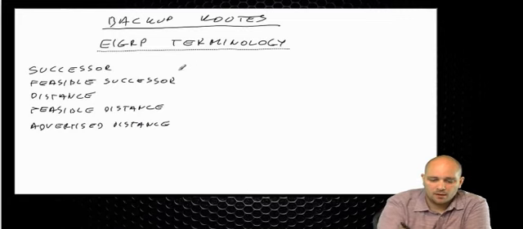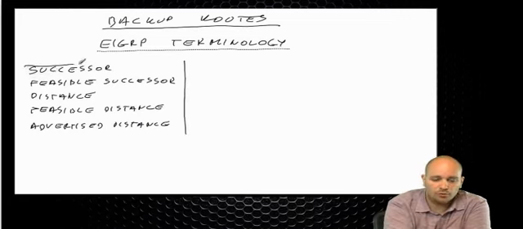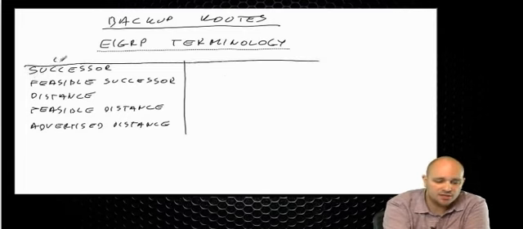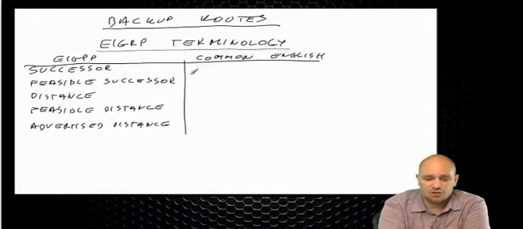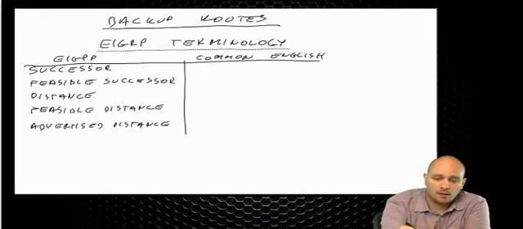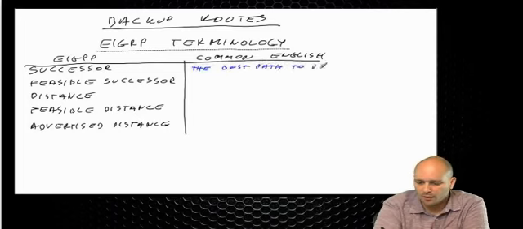Now, I'm going to put this in a table here, and I'm going to give this table a title. So this is EIGRP, and this here is Common English. Okay. Now, what a successor is really, is the best route, or I should say the best path to route.